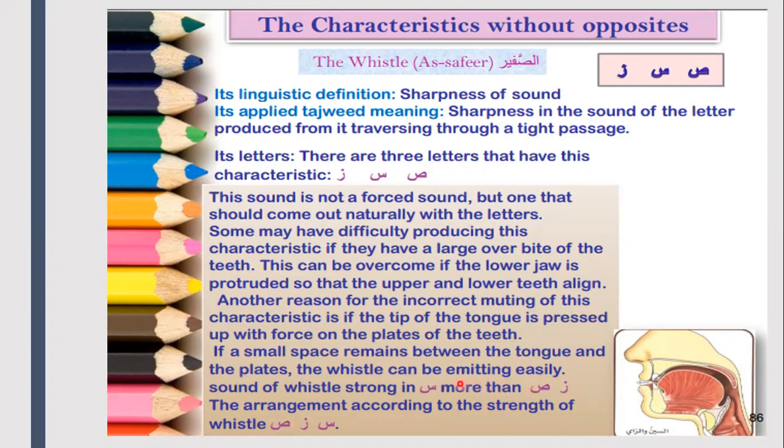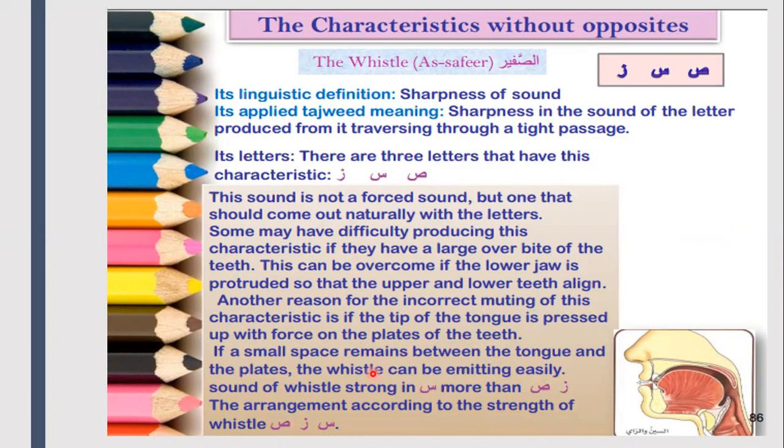It should not be articulated with your tongue being pressed against the palate or the teeth. There should be a small space between the tongue and the palate, and then the whistle will be able to emanate easily. These letters aren't strong, so you shouldn't be pushing them. And how we make a whistle: sa, si, su, za, zi, zu. There's almost like a hissing or a whistling sound with them, a natural whistling sound.